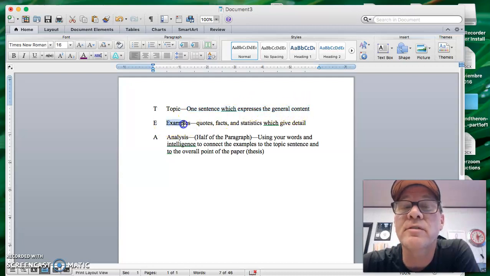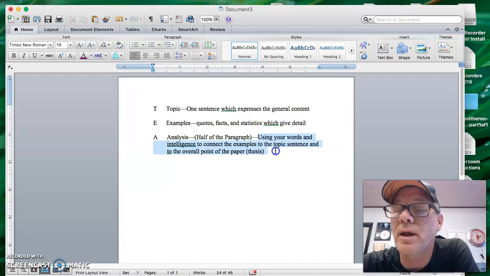Then you're going to have several sentences of examples. Those can be quotes. Of course, that's a big part of college writing. The quotes should be from credible sources, and there should usually be more than one per paragraph. You're going to have facts and statistics, which you also will find in your research, but these give detail about your topic sentence. And finally, your analysis, about half of the paragraph, in which you will use your words and your intelligence to connect the examples to the topic sentence and to the overall point of the paper, or the thesis.